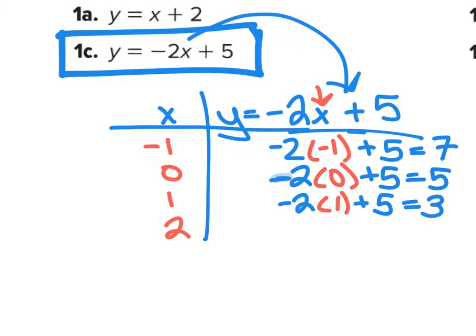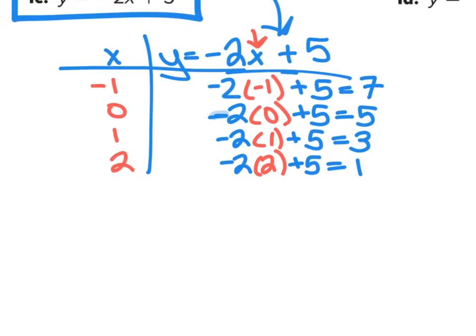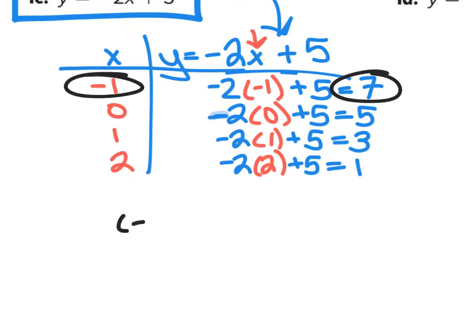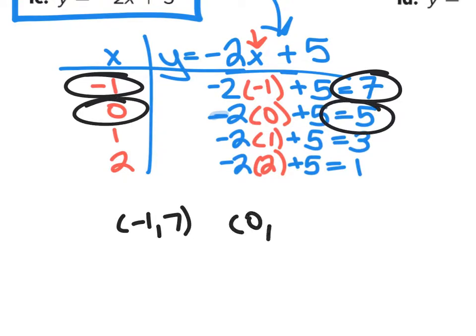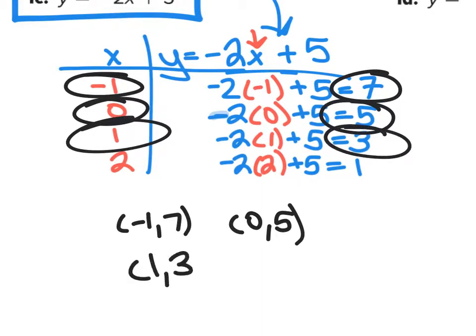All right, for my last value, I've got 2 for x. So that would be -2 times 2 plus 5. -2 times 2 is -4. And -4 plus 5 is 1. So my ordered pairs: when x is -1, y is 7. When x is 0, y is 5. When x is 1, y is 3. And when x is 2, y is 1.